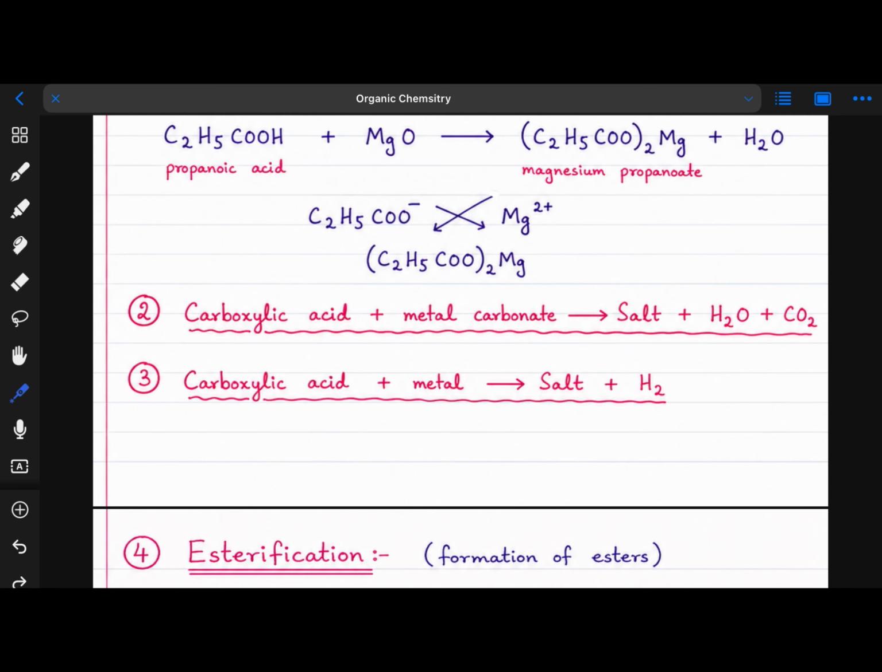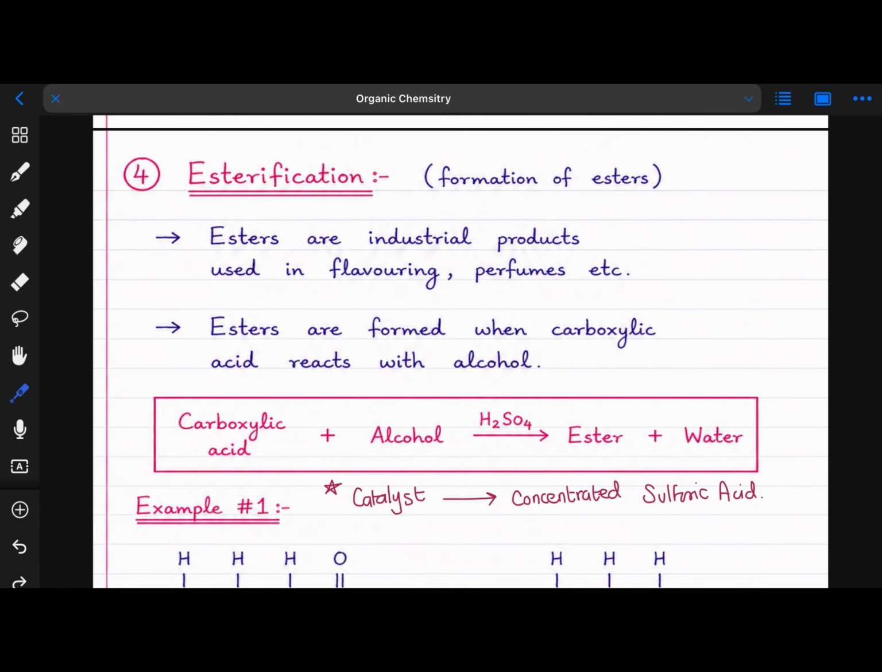The second chemical property of carboxylic acid is the reaction of carboxylic acid with a metal carbonate to form salt, water, and carbon dioxide. The third chemical property of carboxylic acid is the reaction of it with metal to form salt and hydrogen gas. Now, the fourth chemical property of carboxylic acid is esterification. It is the process which forms the esters. Esters are the pleasant-smelling compounds which are used in industrial products such as artificial food flavoring and perfumes, etc. Esters are formed when carboxylic acid reacts with alcohol.